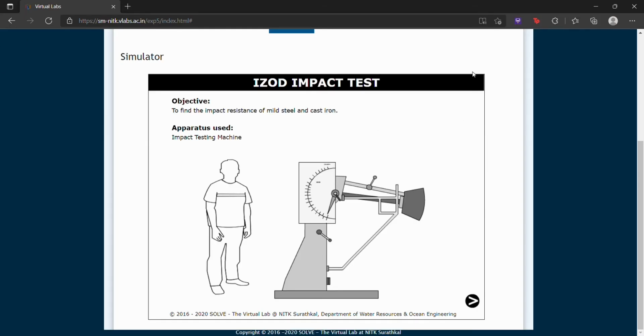Today I'm going to do virtual lab 3, which is the Izod impact test. The objective of this test is to find the impact resistance of mild steel and also cast iron. The apparatus used is an impact testing machine.